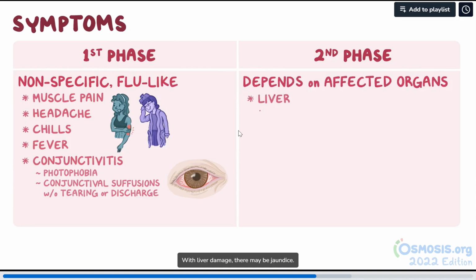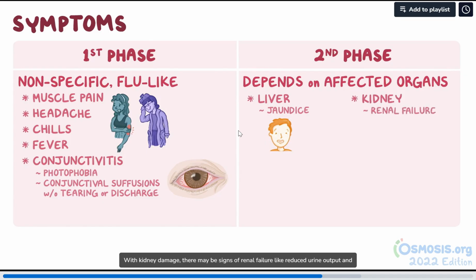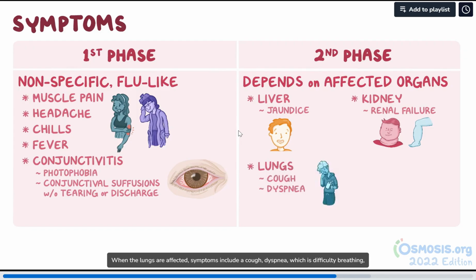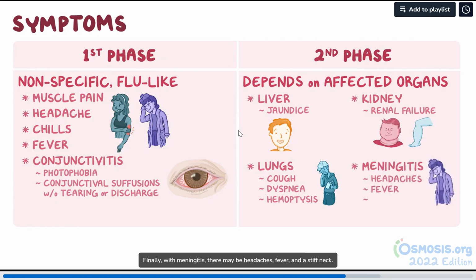With liver damage, there may be jaundice. With kidney damage, there may be signs of renal failure, like reduced urine output and fluid retention, which leads to a puffy face and swollen legs, ankles, and feet. When the lungs are affected, symptoms include a cough, dyspnea, which is difficulty breathing, as well as hemoptysis, or blood in the sputum. Finally, with meningitis, there may be headaches, fever, and a stiff neck.